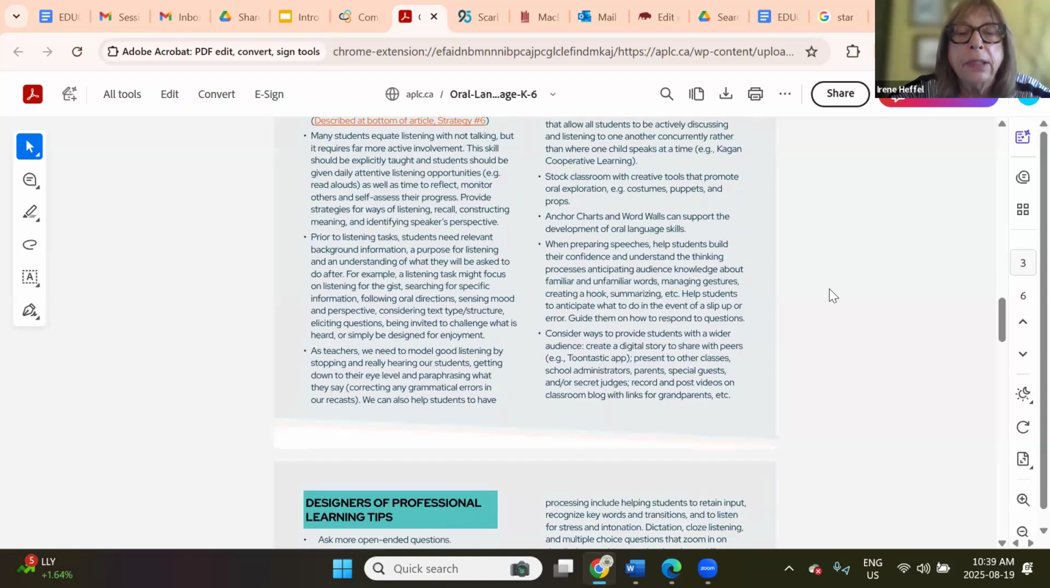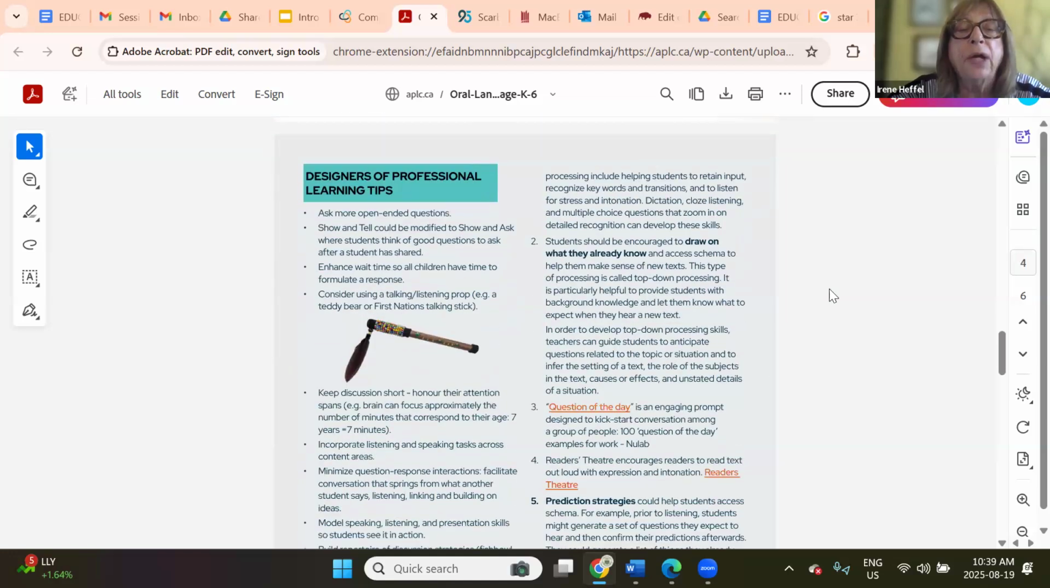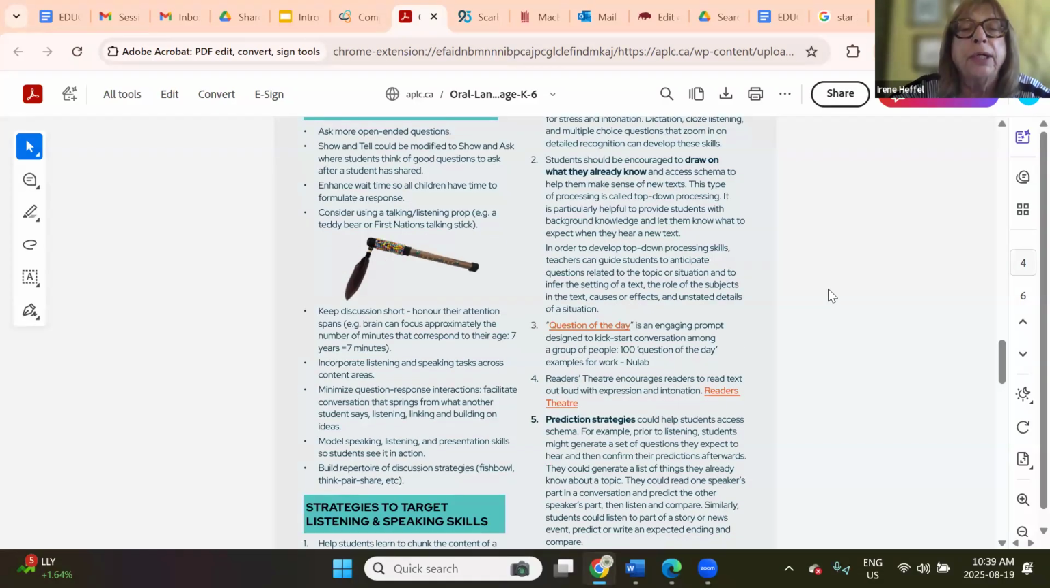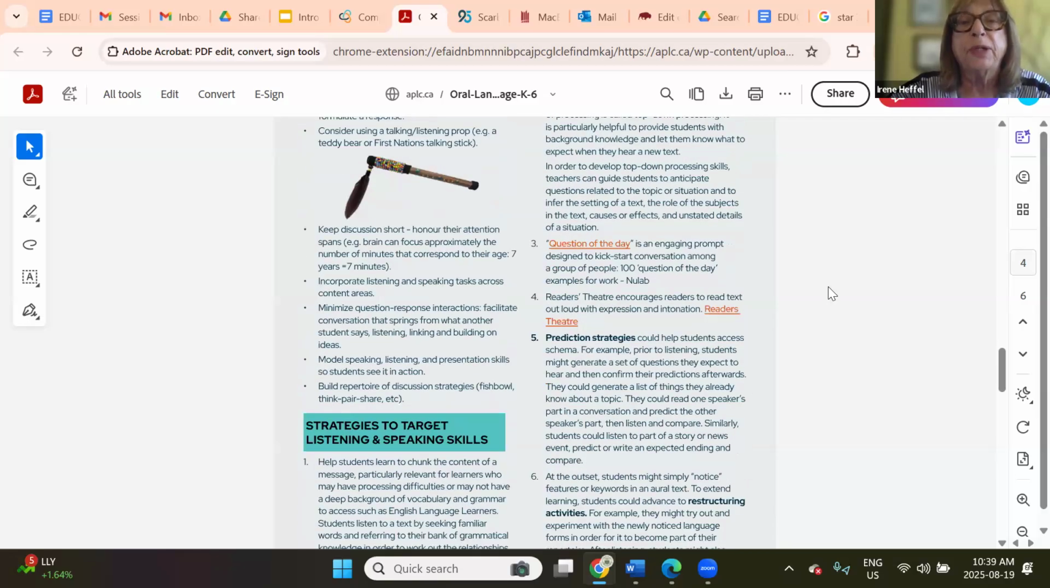We do have designers of professional learning tips. So the three of us are designers of professional learning with our consortium. And what we've done is to just add some tips for the kind of thing you want to do in your classroom on a daily basis. So these are some of our thoughts in terms of best practice.